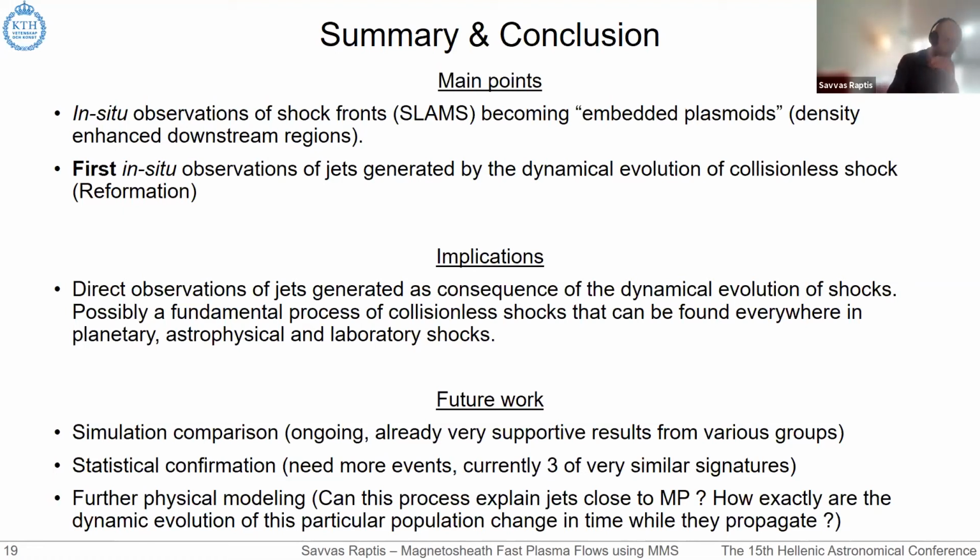So this is quite interesting to see because it's a fundamental process of collisionless shocks when you go to a quasi-parallel shock. And in principle, it should be applicable to any kind of shock transitions that have this kind of configuration. At the moment, we have already started to see a few simulation results that seem to agree with those results. And I have also found 2 more examples with the MMS satellite that show the same signature.